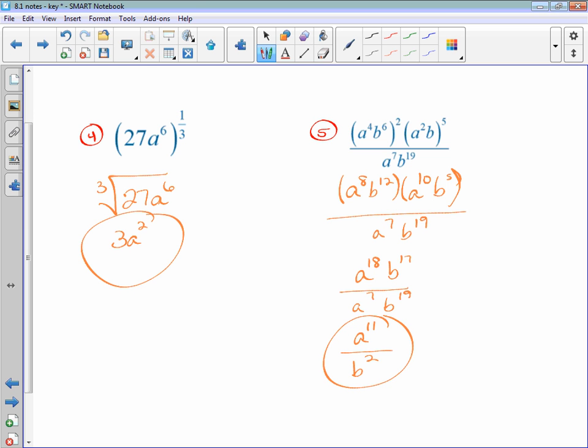Rather than subtracting and seeing the negative and thinking about moving it, just ask yourself, okay, I had 17 up here, 19 down here. How many are left? Okay. I don't want you to have negative exponents in your answers. So you'd have to do one more step from there.